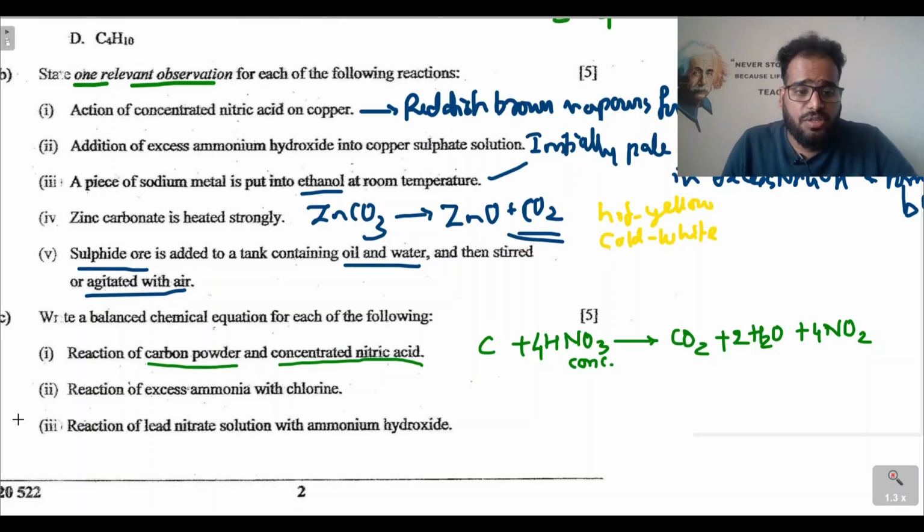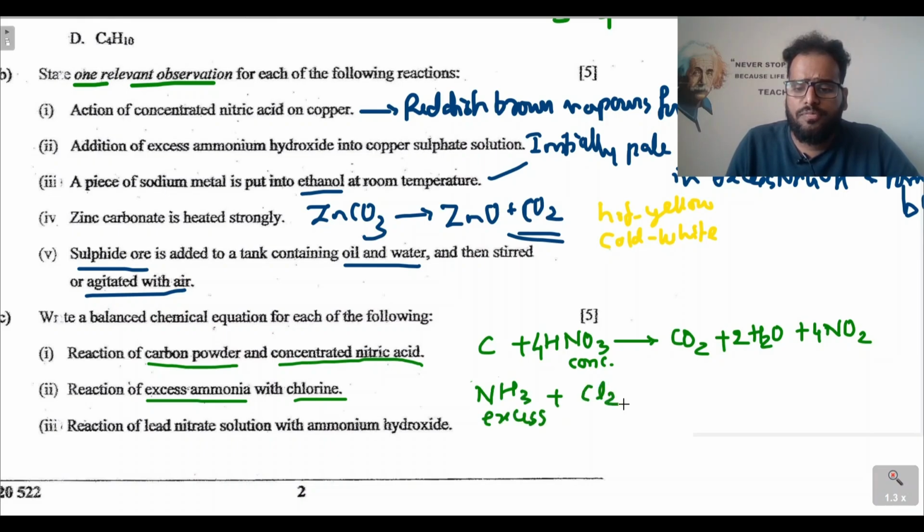Okay, next question, reaction of excess ammonia with chlorine. तो पहले you take ammonia which is excess, you write plus chlorine which is a greenish yellow gas. So what will happen here? Initially HCl will form, but that HCl will react with excess ammonia and you will get ammonium chloride.